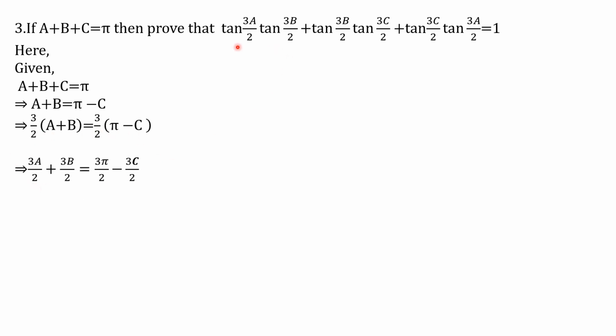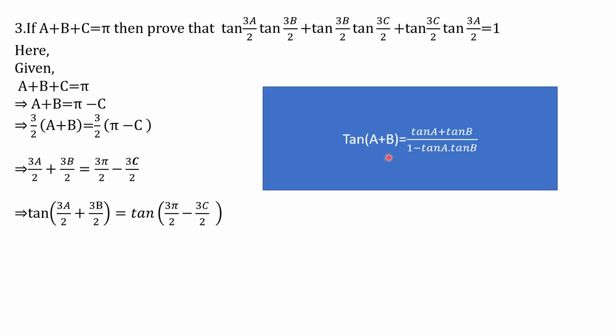After this, since our required answer is in terms of tan, we will operate tan on both the sides to get this line. And again we know that tan(A plus B) is tan A plus tan B over 1 minus tan A into tan B. So this formula or this concept can be used in the left hand side, can't we? Because in the left hand side we have it in the form of tan(A plus B). I have considered 3A by 2 as A and 3B by 2 as B. So it is tan(A plus B).